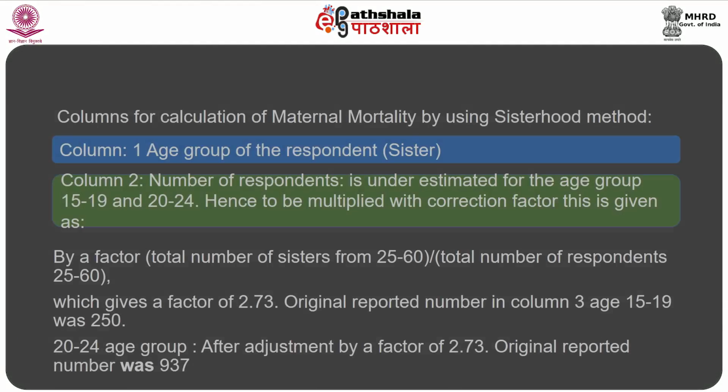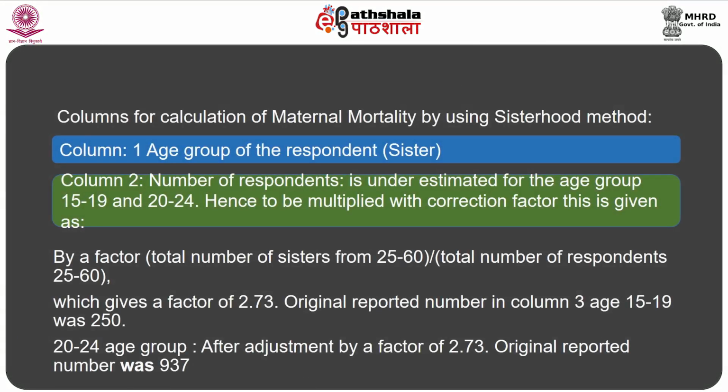Columns for calculation of maternal mortality by using the sisterhood method. Column 1. Age group of the respondent sister. Column 2. Number of respondents is underestimated for the age groups 15 to 19 and 20 to 24. Hence, it is to be multiplied by a correction factor, given as the total number of sisters from 25 to 60 divided by the total number of respondents 25 to 60, which gives a factor of 2.73.